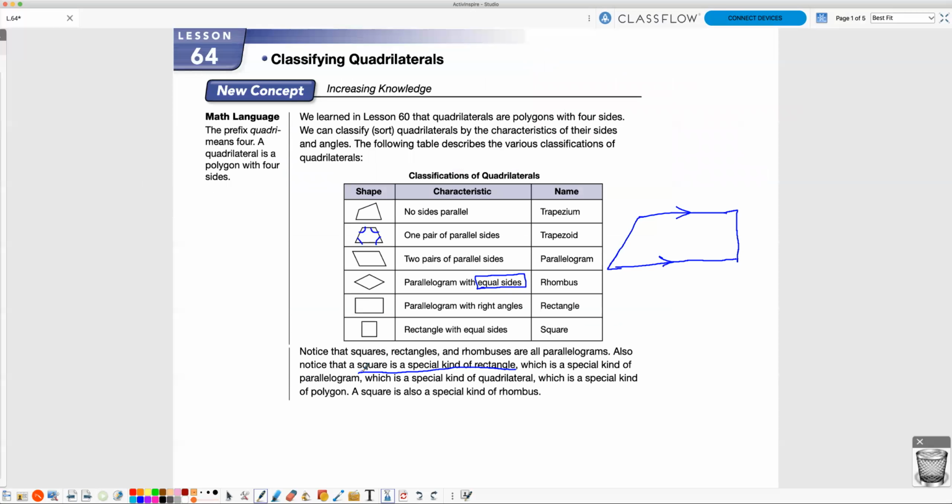If you look at that, a square is a special kind of rectangle, so no matter what size the square is, it is a rectangle. It's considered a rectangle because it has right angles in it. A rectangle has right angles. Well, a square has right angles in it too. A square has right angles, and a square is a special kind of rectangle because it has equal sides.